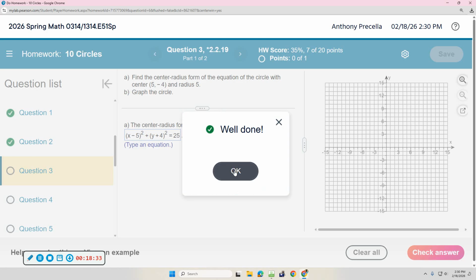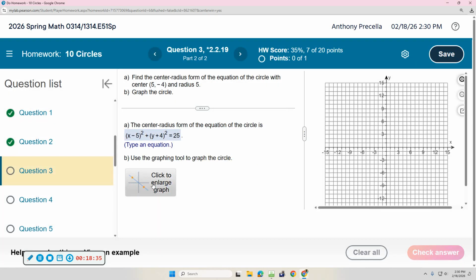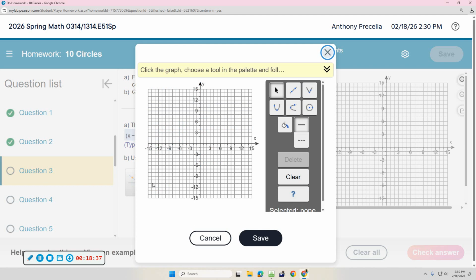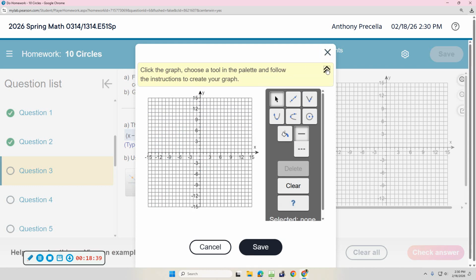Okay. And now we're ready to draw the graph. Once again, you don't use the equation. You need the center and the radius to draw the graph. So they could have asked us to draw the graph before we even wrote the equation, but they didn't.